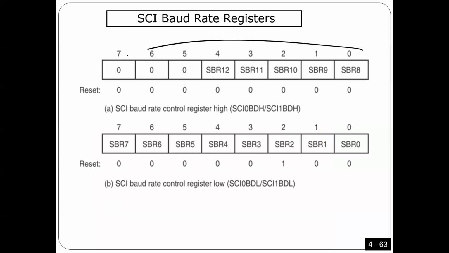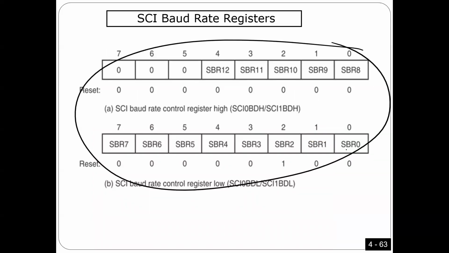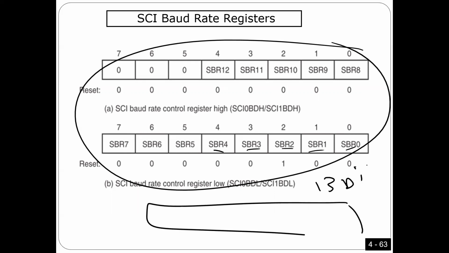You have 13 bits here: 0, 1, 2, 3, 4, up to 13 bits. These 13 bits are in two registers for sure, because every register is only 8 bits. So you have a 13-bit number, and you have to write a number here, and based on this number, you can program the baud rate.